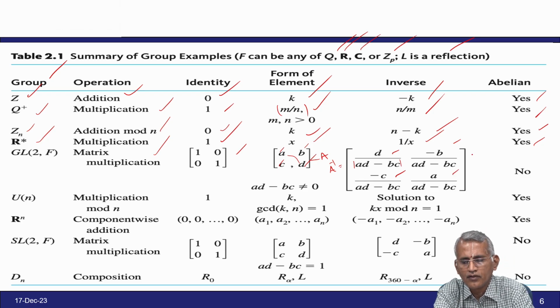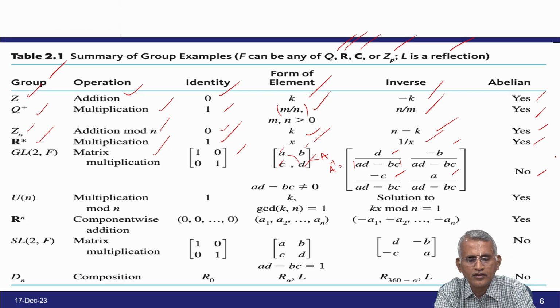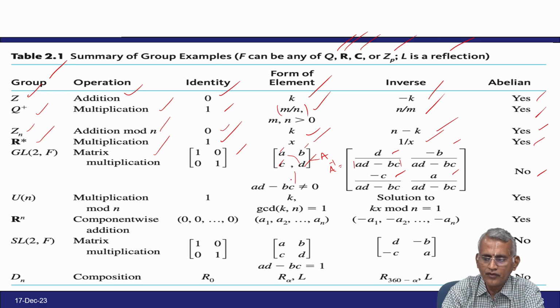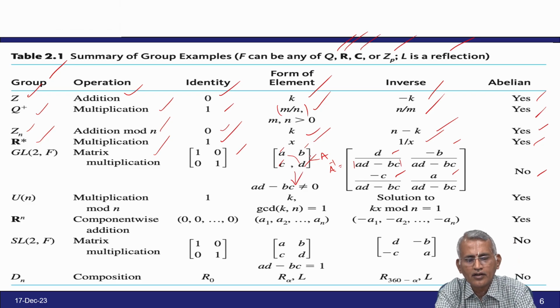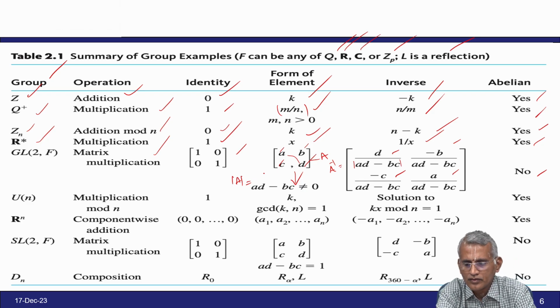Find the inverse of A and check whether it is a group or not. It obeys the group properties, whereas it does not obey the abelian property, because A star B is not equal to B star A. This condition is true if the determinant is not equal to 0, so the determinant of A is not equal to 0.